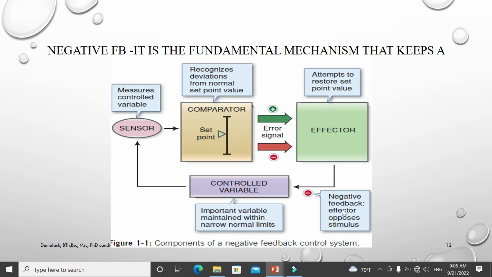So the negative feedback factor opposes the stimulus. The control variable will be sensed by the sensor. So the components of the negative feedback system include the sensor, the comparator, which recognizes deviation from the normal set values, and finally the effector, the muscles and glands.